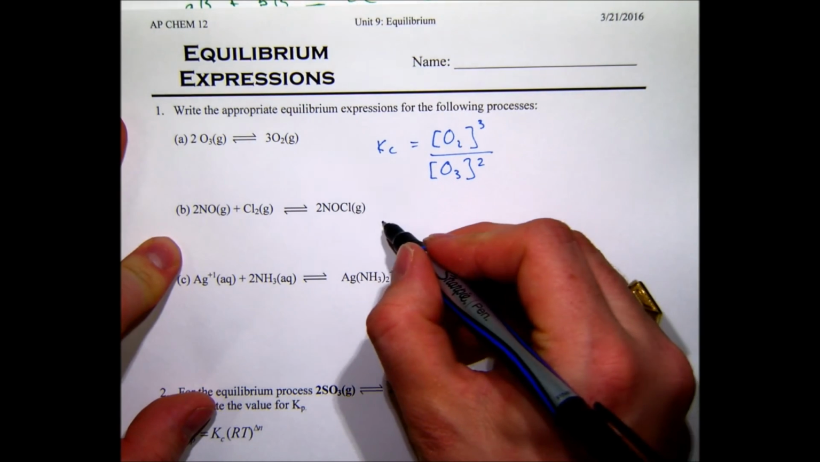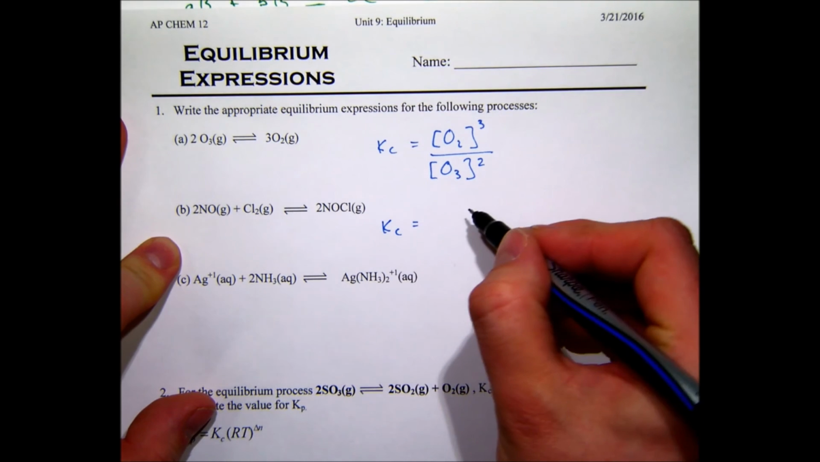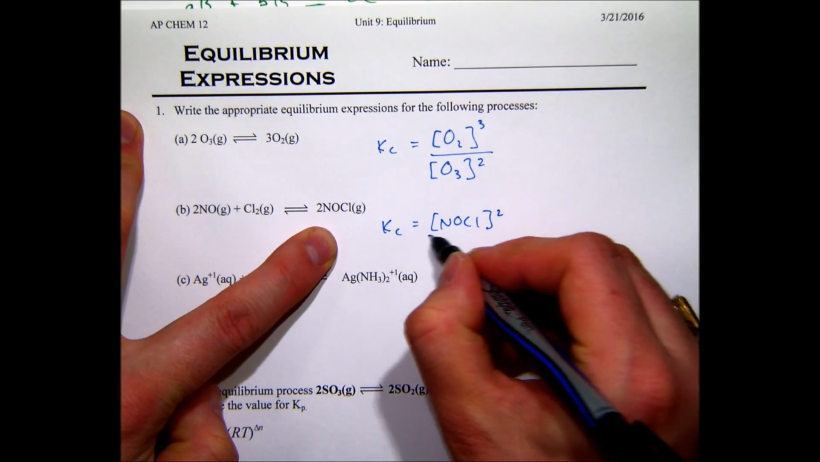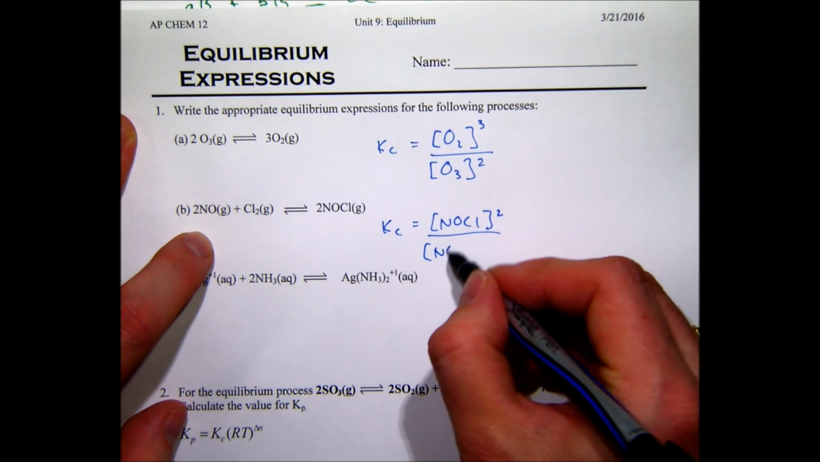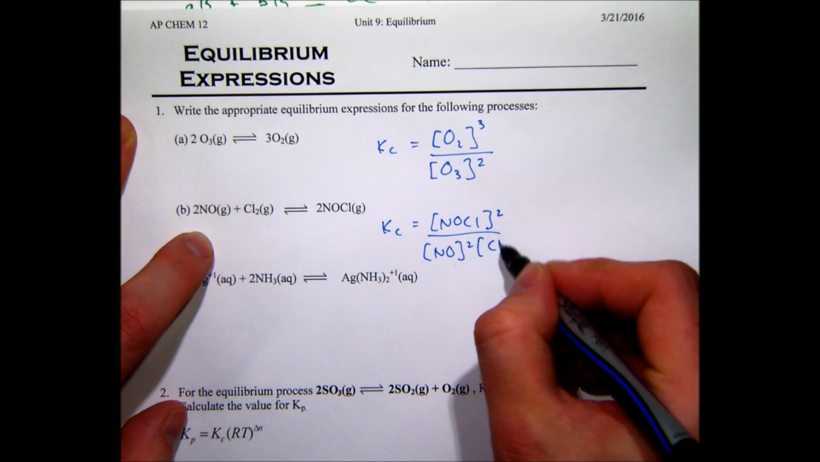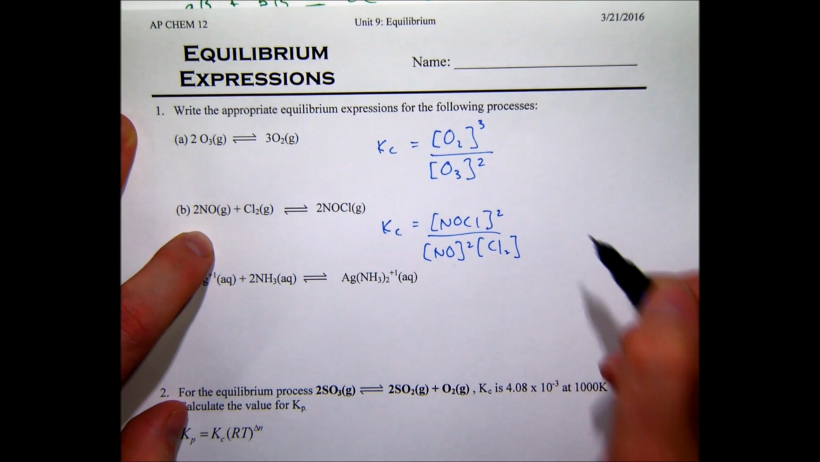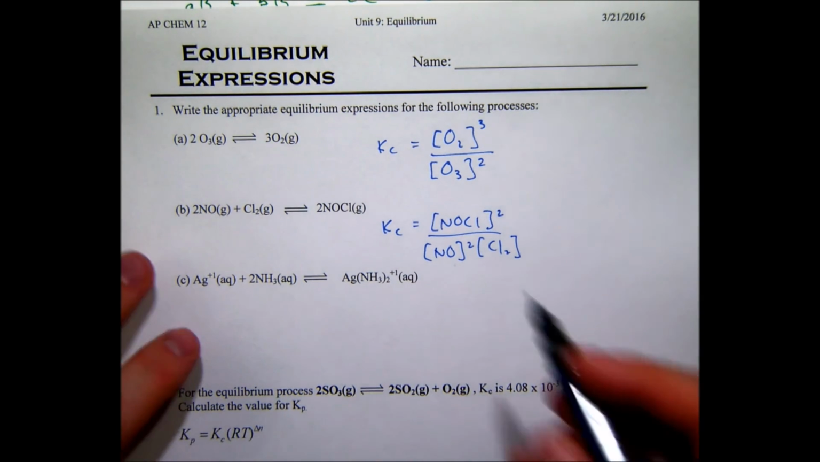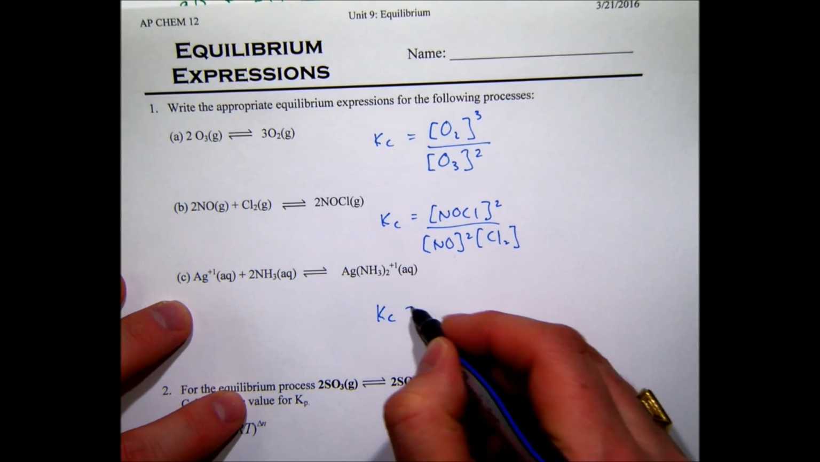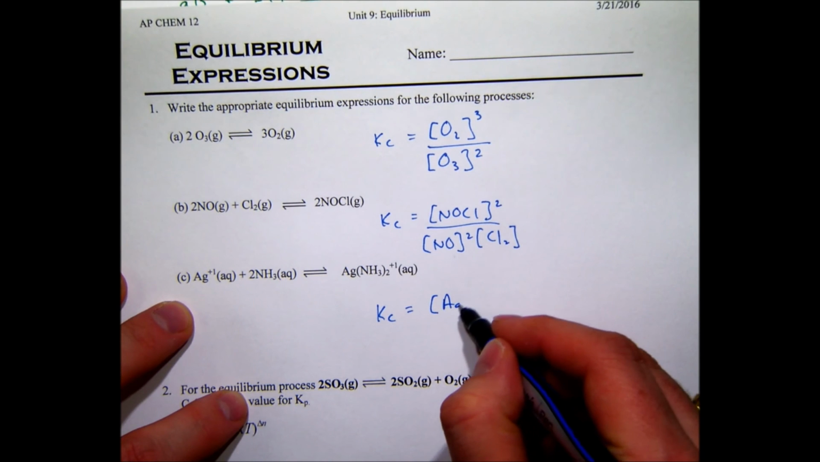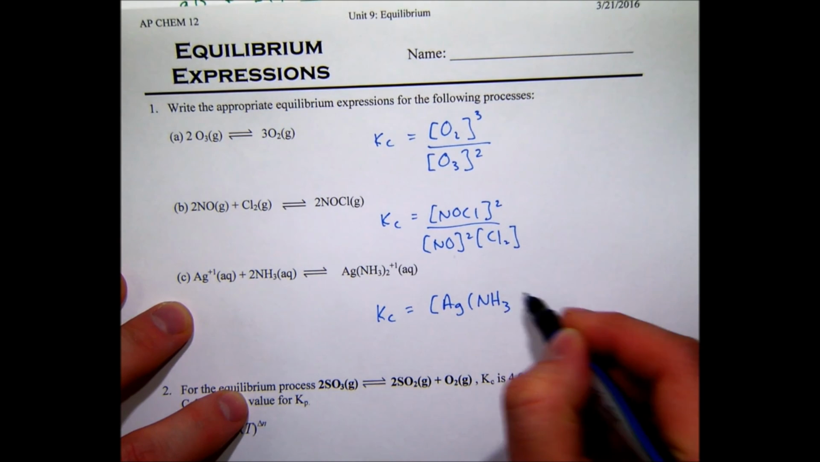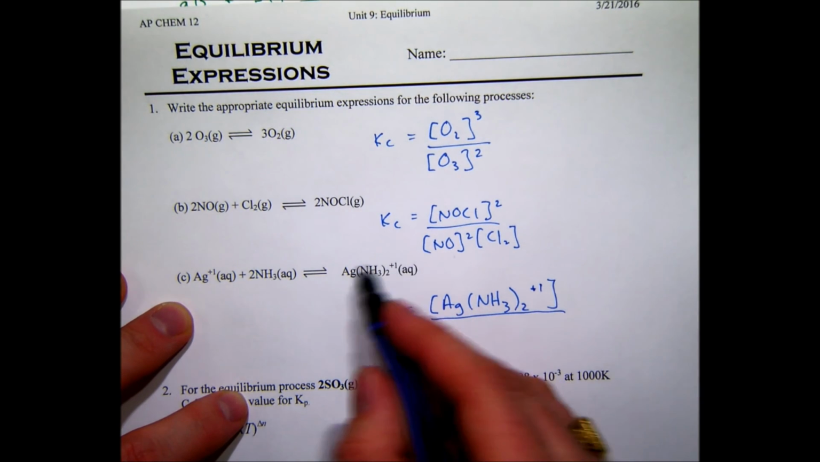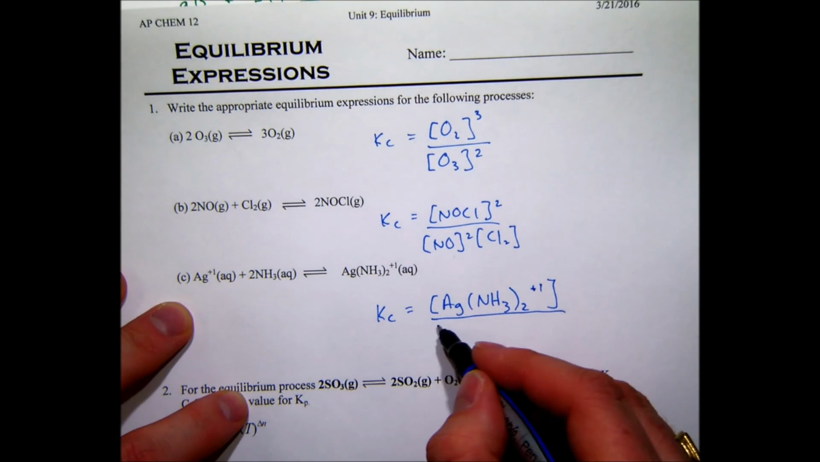We do the same thing with B. It's the concentration of NOCl raised to its power, and we don't have to write ones obviously when we do this. And we can do the third one as well. It's the concentration of Ag(NH3)2+, which has a coefficient of 1, so I don't write anything.